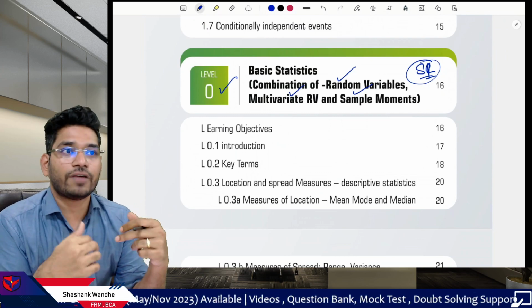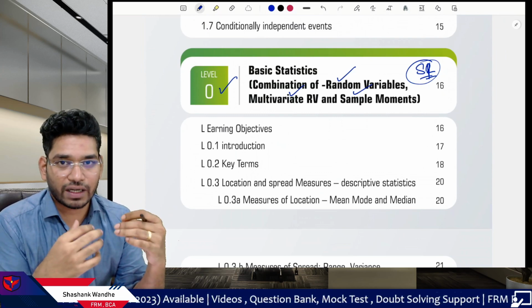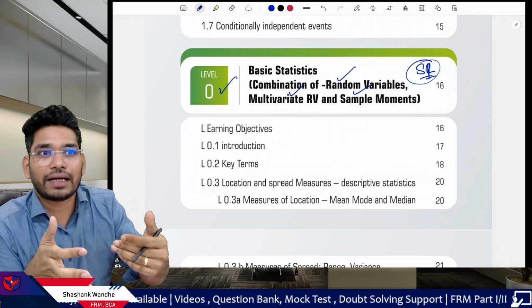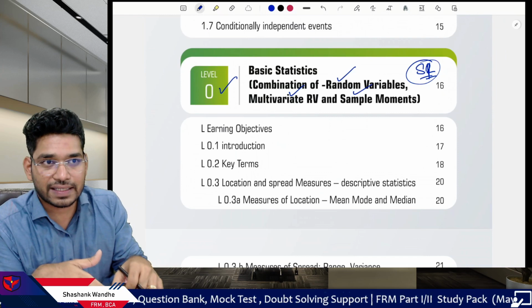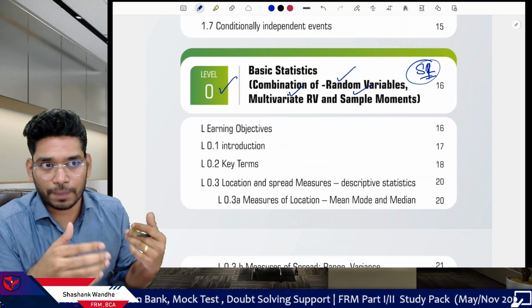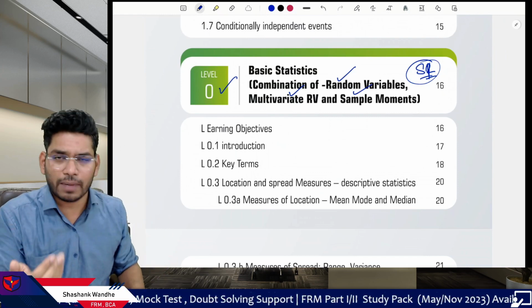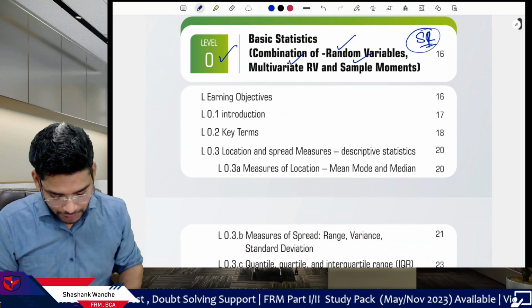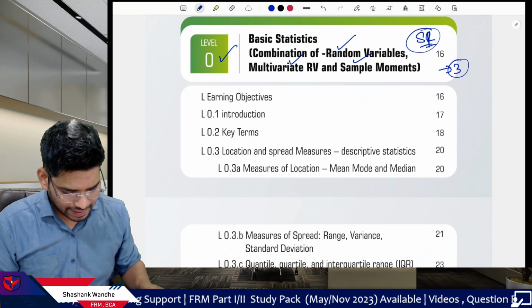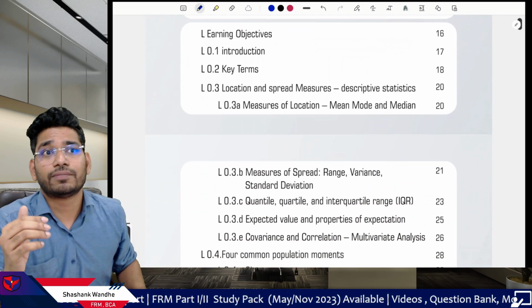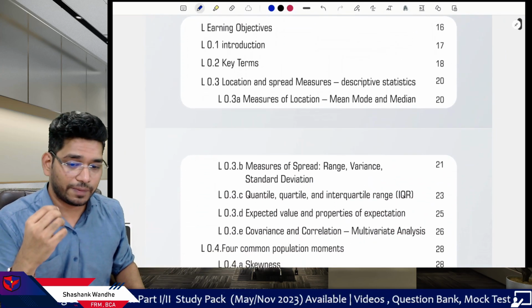We also have the random variable discussion. The discussions which are not directly related to basic statistics are covered in their own sections: random variable, multivariate, or sample moments. Here you will get approximately 2 to 3 questions. This is again an assumption based on my expectation.